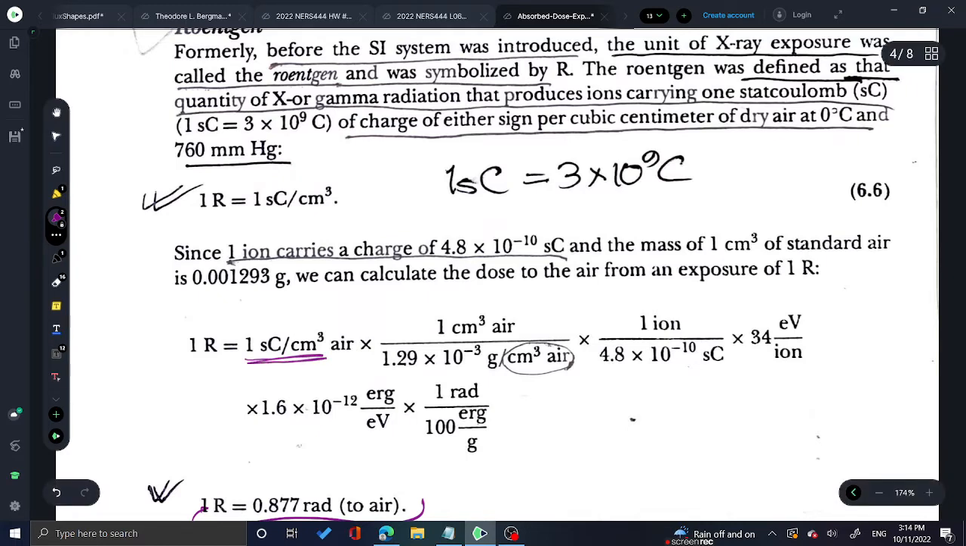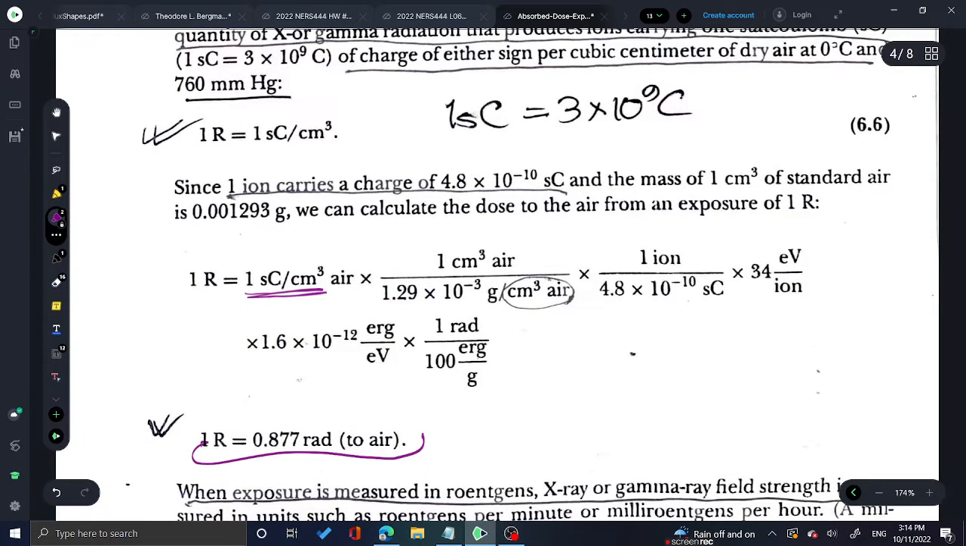So we need to convert it to rad. What was rad? Erg per unit gram. So we need to convert this to erg per unit gram. So 1 centimeter cube of air at STP is basically equivalent to what? 1.29 times 10 to the power minus 3 gram.